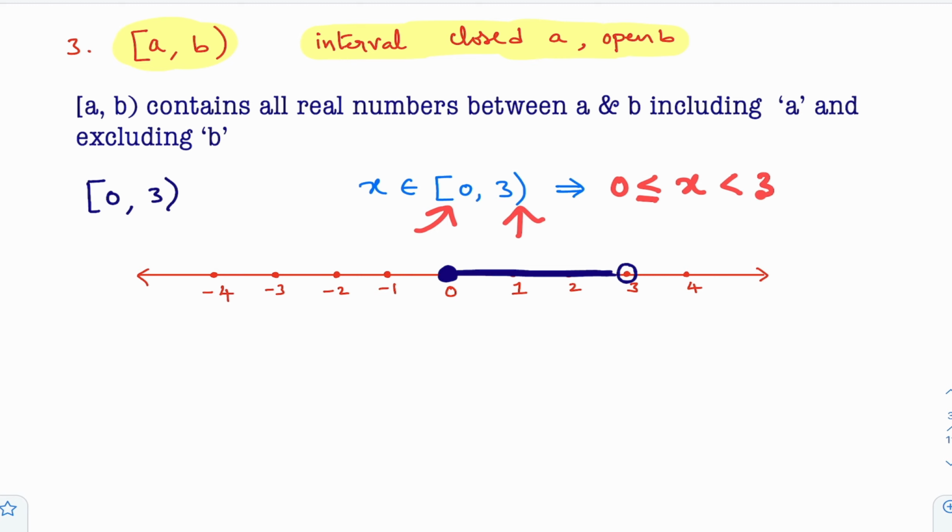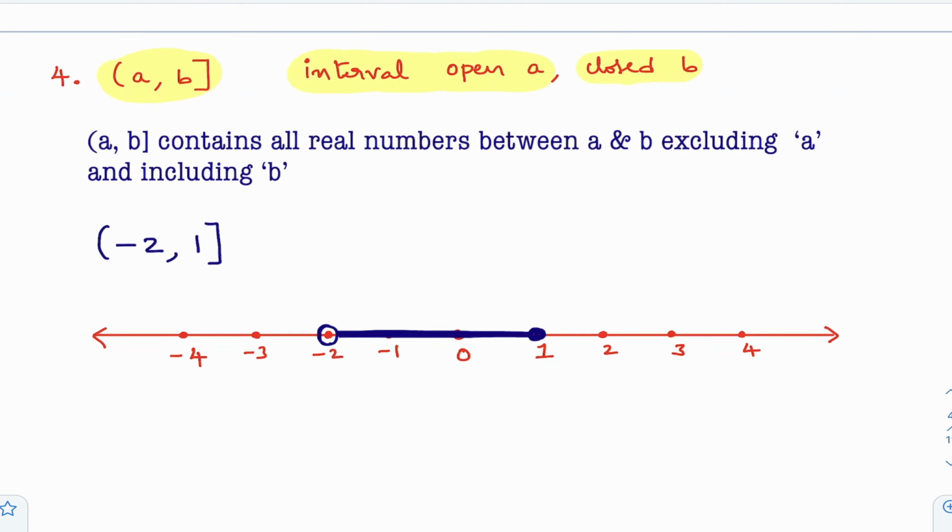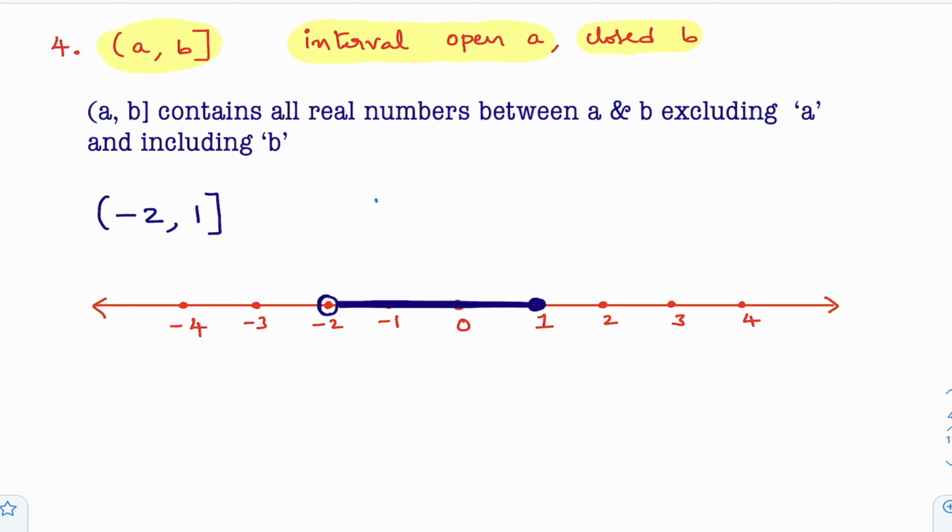So we write like this. Whenever you see such type of things, we'll write like this: 0 less than or equal to x strictly less than 3. Okay. Similarly, you see here x belongs to open interval minus 2, closed 1.